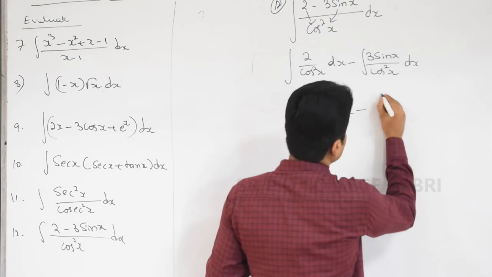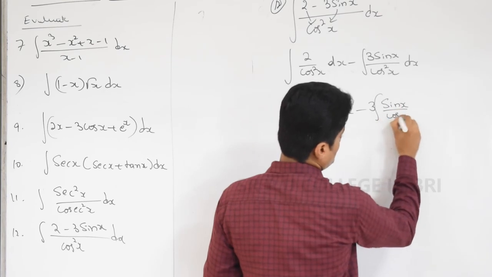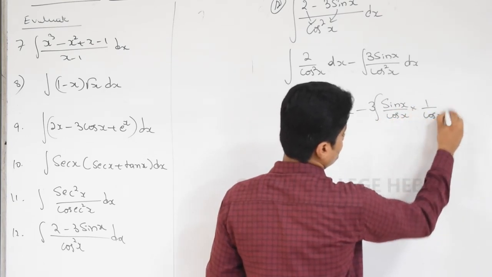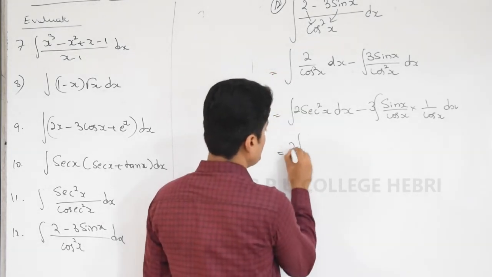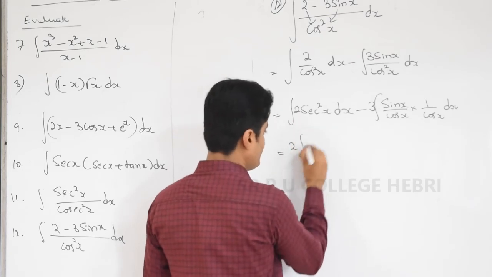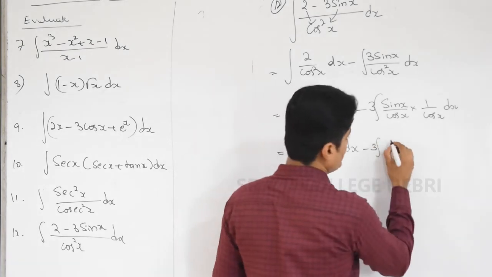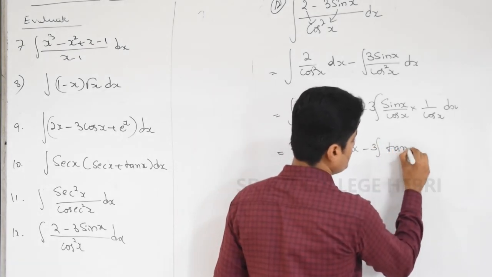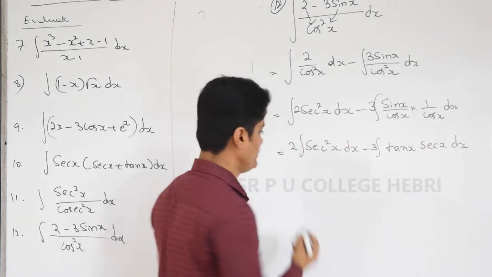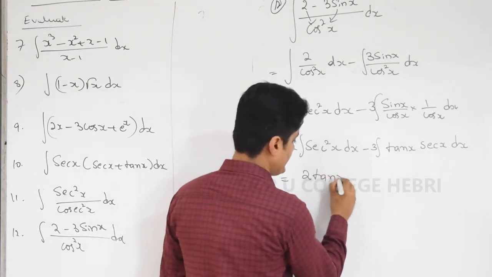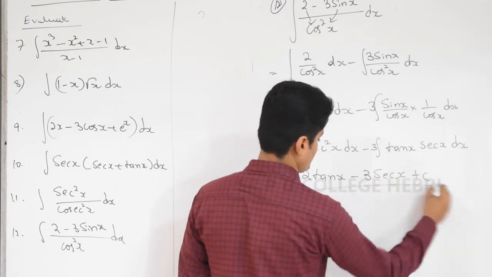But how to manage this? 3, I will keep it outside. I can write this as sin x by cos x into 1 by cos x. Correct? So what do we get? 2 will be outside, and the integration, let me do all the integration together in the next step. You can write this as sin x by cos x, which is tan x, into 1 by cos x, which is secant x. Now both of these are standard functions, so it's easy to complete. So it is 2 times integration of secant square x, which is tan x, minus 3 times integration of secant x tan x, which is secant x, plus c. That's it.